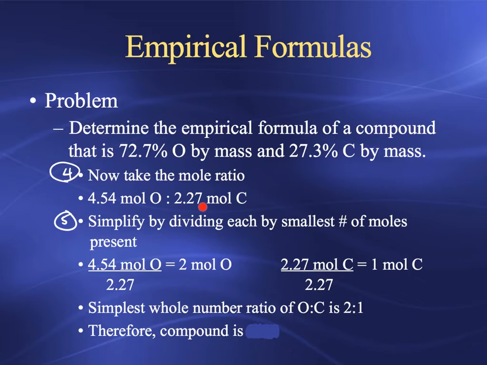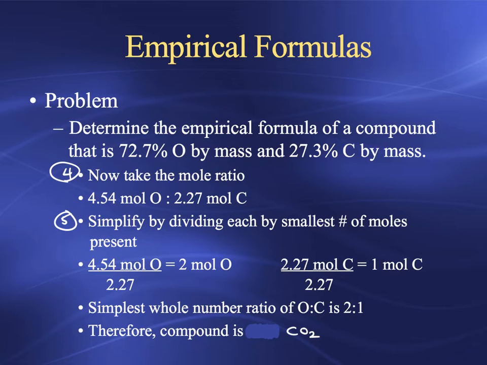Well, the smallest number of moles present in this is 2.27. If I divide them both by 2.27, very conveniently, 4.54 moles of oxygen divided by 2.27 gives you 2 moles of oxygen, and this is going to obviously give you 1. So you have 2 moles of oxygen for every 1 mole of carbon. My ratio of oxygen to carbon is 2 to 1. Therefore, the compound here is, well, we're going to rewrite it with carbon first, CO2, carbon dioxide.